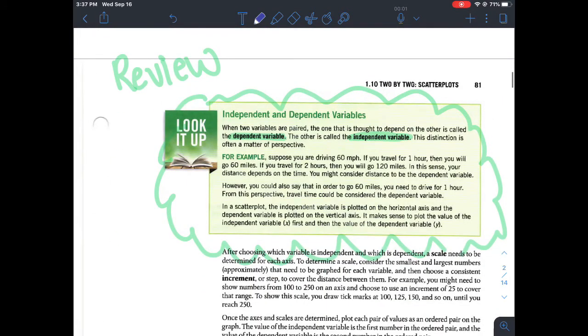Okay, so independent, dependent variables. This was literally the first thing that you learned in Math 1. Independent and dependent variables. Remember, dependent depends on the independent. Independent can stand on its own. Dependent, I don't want to say the word depends on again, but yeah, it depends on the independent.